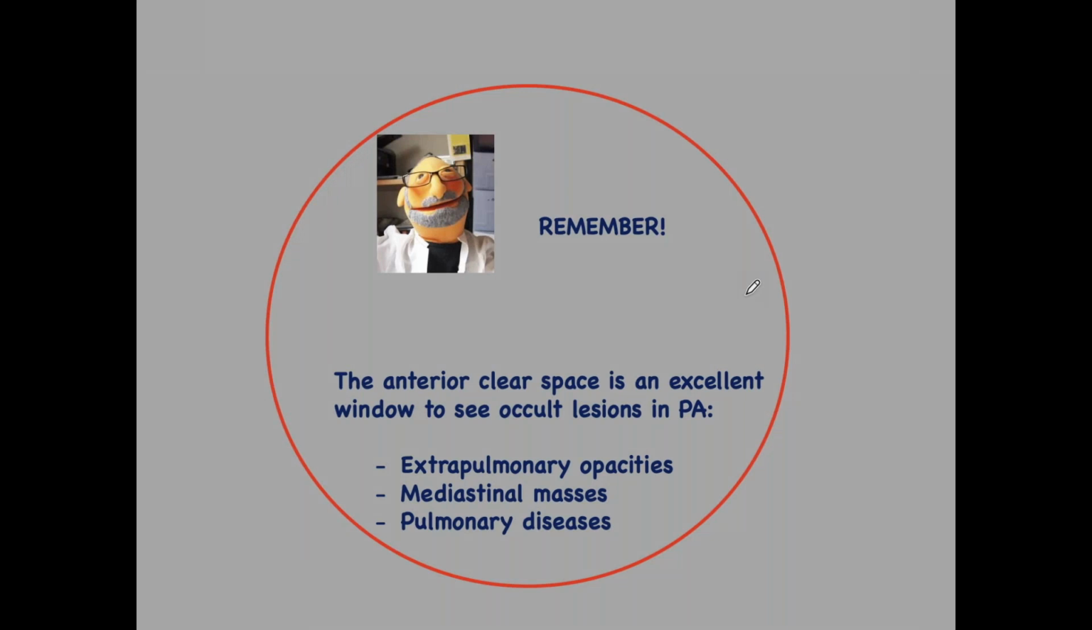To summarize, remember that the anterior clear space is an excellent window to see lesions that have occurred in the PA. The lesions may be extrapulmonary opacities, mediastinal masses, or pulmonary diseases. Depending on the clinical history and the importance of the finding, you will have to do a CT to demonstrate and confirm the abnormality.